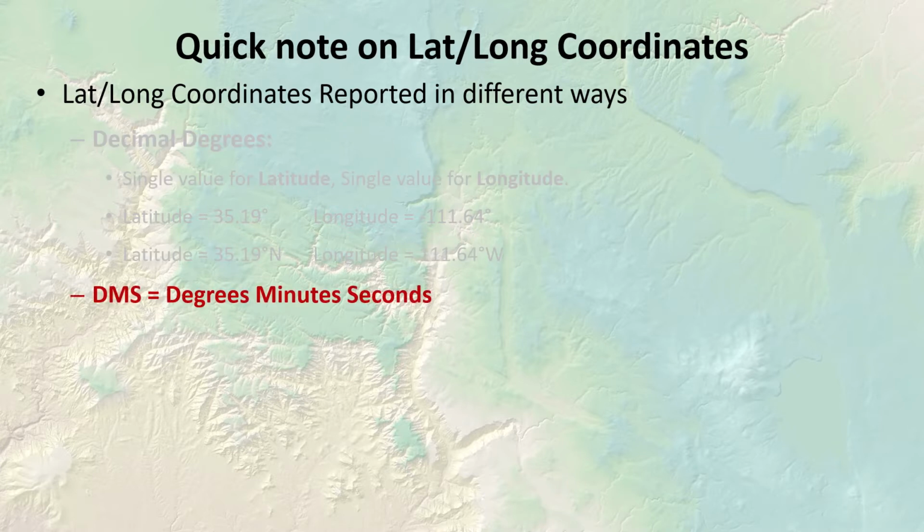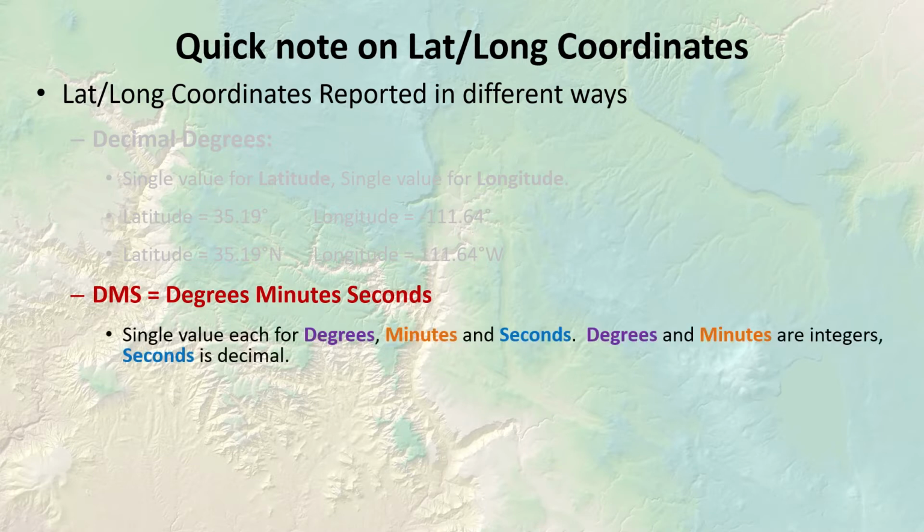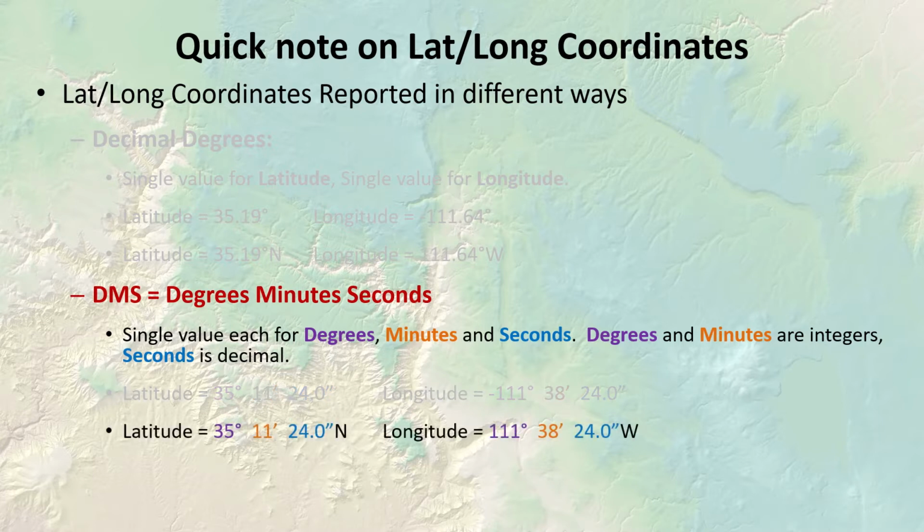Now, another common way to report lat-longs is the DMS, or the degrees, minutes, seconds system, and this is probably the most common out there. So where you have a single integer value for degrees and minutes, then you often have a decimal value for seconds. Here's an example. You got your 35 degrees, 11 minutes, 24 seconds latitude. You got longitude of negative 111 degrees, 38 minutes, 24 seconds, which is roughly the position of Flagstaff. This one you can also report with either positive or negative values, or you can append an N or S for north or south, or an E or W for east or west.